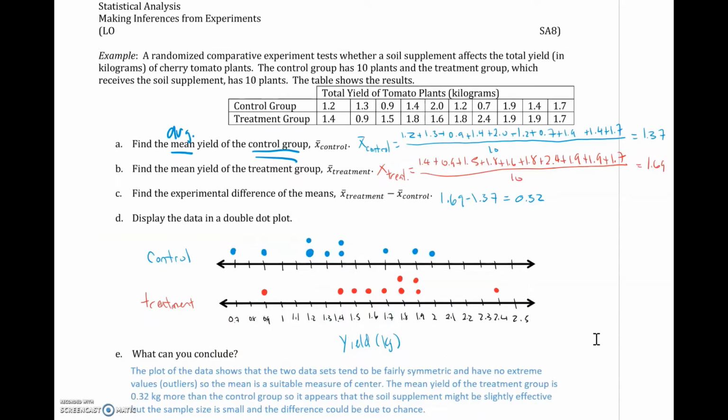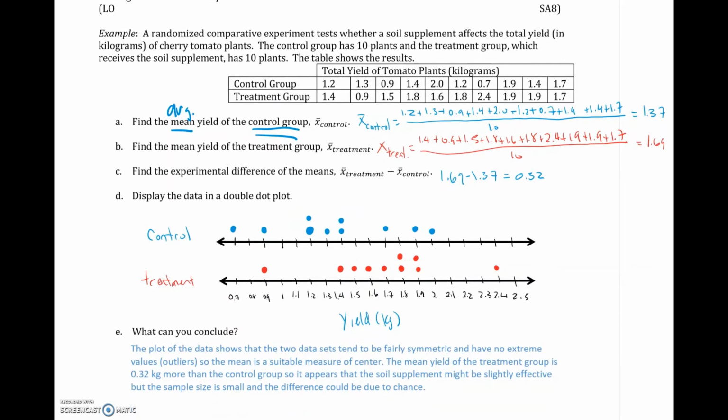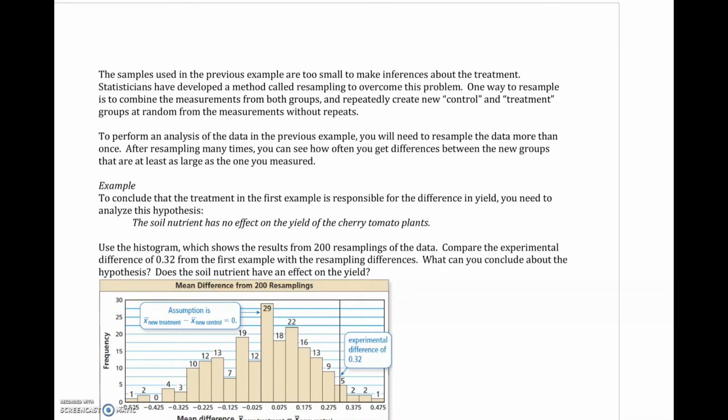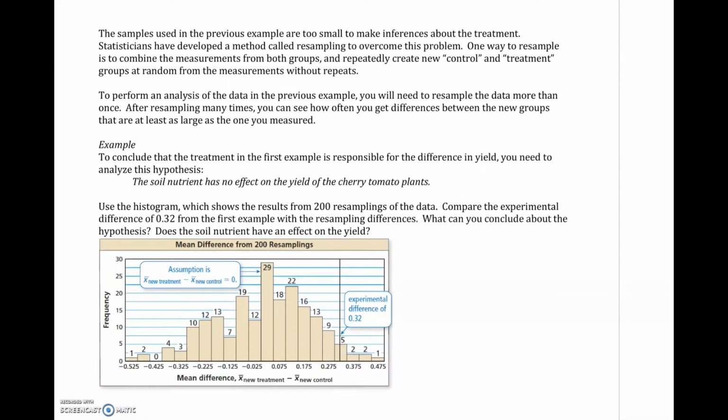Okay, so let's move on. What could we do if we have a situation like this example, when our sample size just isn't large enough for us to be confident in our inference? Well, what we can do is use this method called resampling. What is resampling?